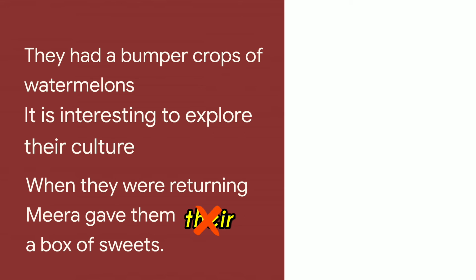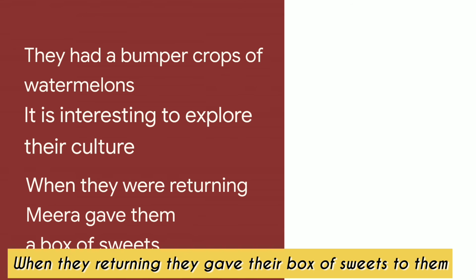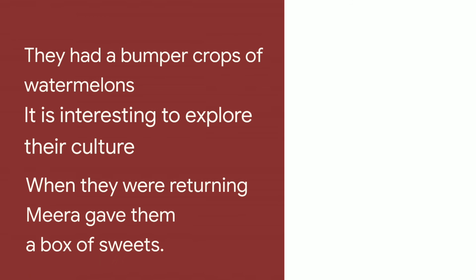We use "them." The sentence could also be, when they were returning, they gave their box of chocolates to them. Okay, then the sentence will be correct. They had a number of boxes of chocolates, and they distributed them to every single person in that group of people. But the pronoun "them" we use in the objective way, for referring to every single person who is a third person in that group.